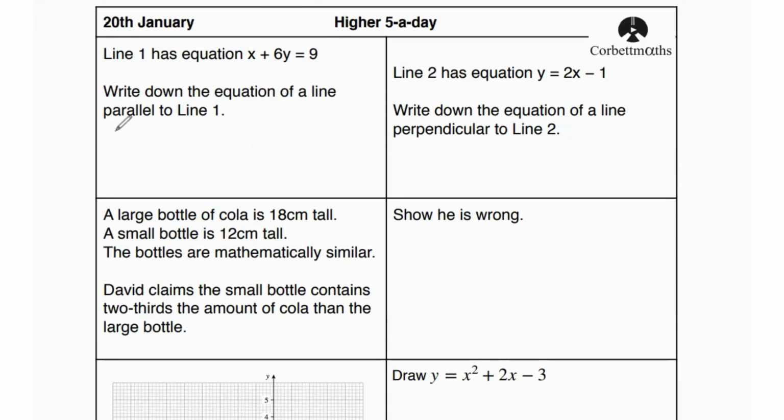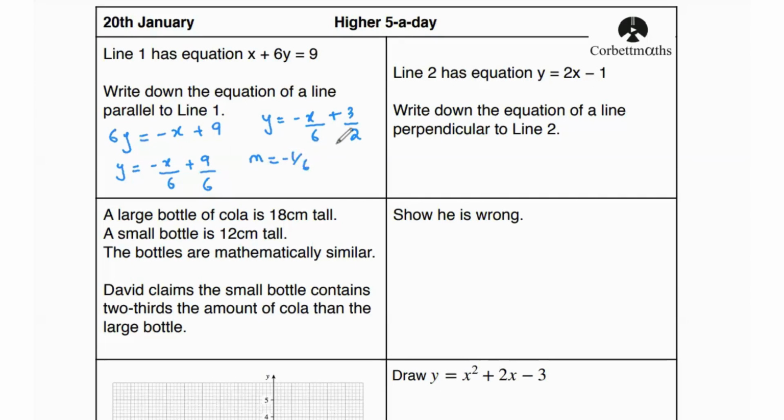So that's going to be 6y equals negative x plus 9, and y equals negative x over 6 plus 9 over 6. Now the 9 over 6 can be further simplified to plus 3 over 2. So over here, this line has the gradient of negative 1 over 6.